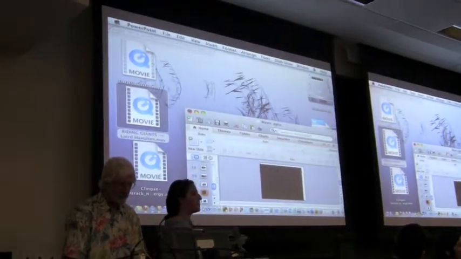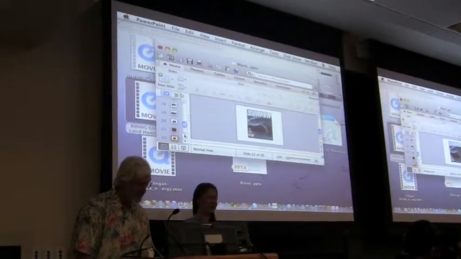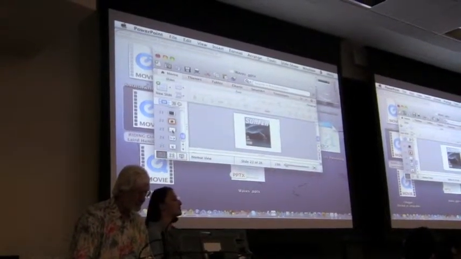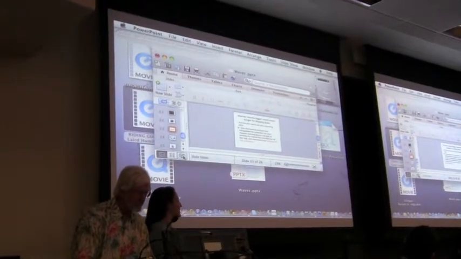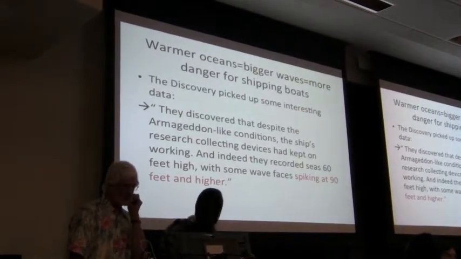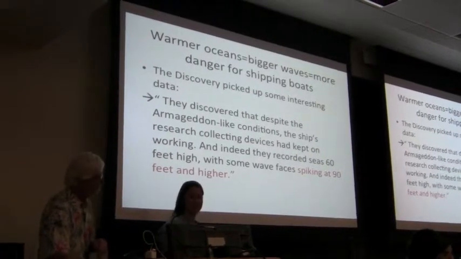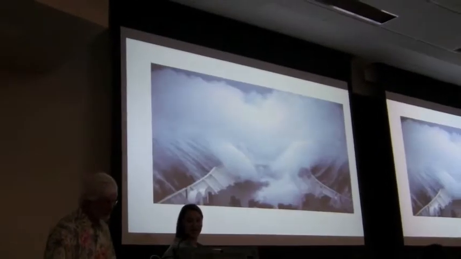Okay. Well, anyways, there are two more slides left, and they're basically just pictures of shipping boats that had been pretty much demolished and overtaken by these huge rogue waves that are occurring in the ocean. There was one statistic I had. There was a boat called Discovery that went out into the ocean, and it was recording 50 to 60 foot waves out in the middle of this, yep, right here. And yeah, they spiked at 90 feet and higher, which they did not even know was possible.